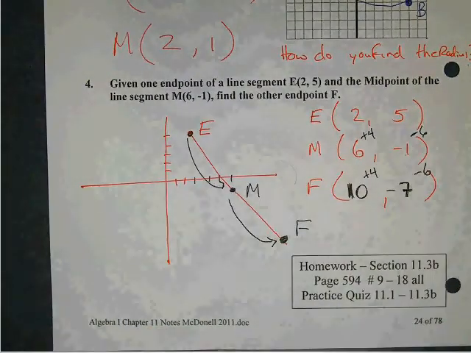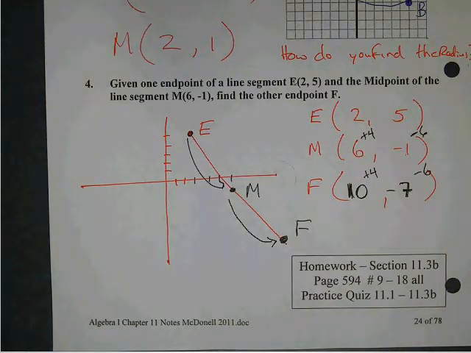So you should be able to either find an endpoint or a midpoint depending on what they give you. Which is easier, the midpoint or the endpoint? Should be pretty straightforward.